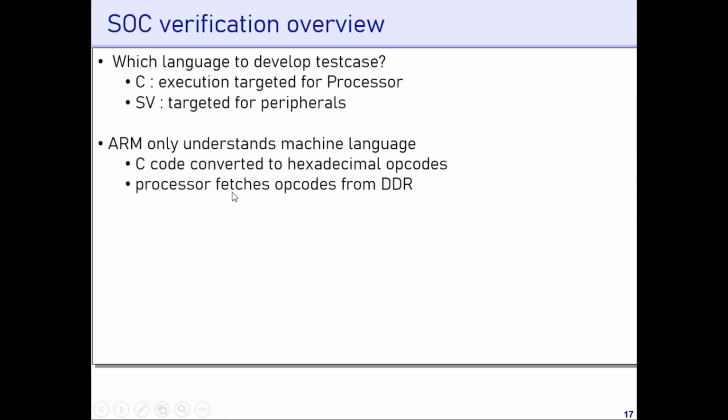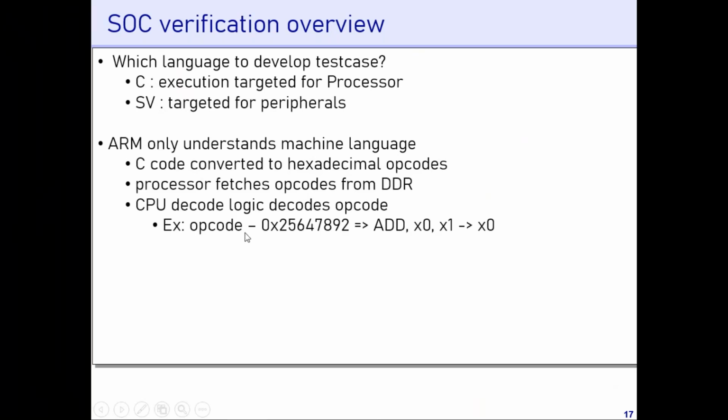So the processor fetches opcodes from the DDR, and the CPU decodes. An opcode, as I said earlier, is a hexadecimal number. The CPU decodes the logic from the opcode. For example, just an example, 25647892, a hypothetical number, could mean add x0 x1, something like that. So it could translate into this kind of instruction.